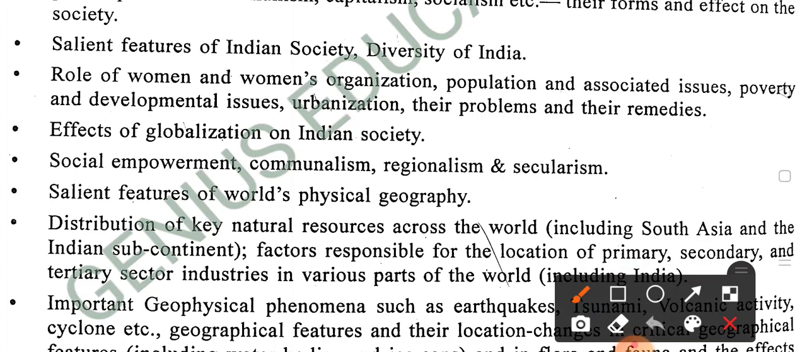So guys, this point is most important, role of women and women's organization, because there is mentioned women. Okay, women's organization, population, and what were the causes of the poverty in India, and right now what are the causes of the poverty in India. Okay, why India is a developing country, why USA is a developed country. So what was the reason and what is the reason?